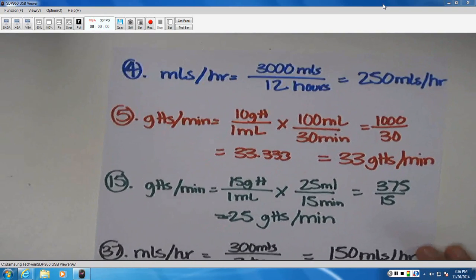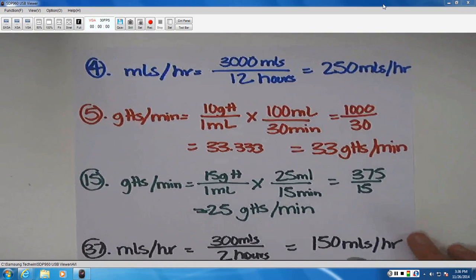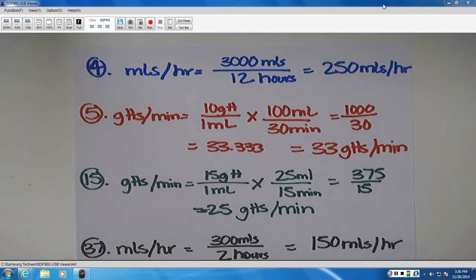Number 4, I'm back to milliliters per hour. Number 4 says the physician orders 3,000 milliliters of total parenteral nutrition, or TPN, to be infused from 1900 to 0700. 1900 is 7 o'clock at night. So I basically have a 12-hour time frame from 7 p.m. to 7 a.m. to administer this 3,000 mLs of TPN. The question is, how many milliliters per hour should the IV pump be set for?